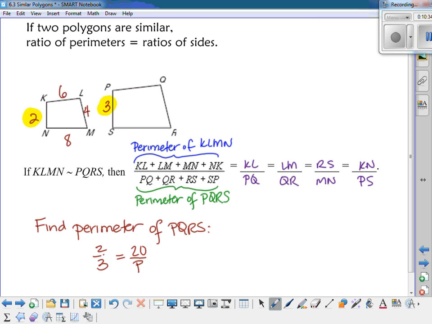And then I want to know the perimeter of PQRS. So now I have a proportion. I can solve it with cross products. I cross multiply, and I get 2p is equal to 60. And so if I divide by 2, I find that the perimeter of PQRS would have to equal 30 units.